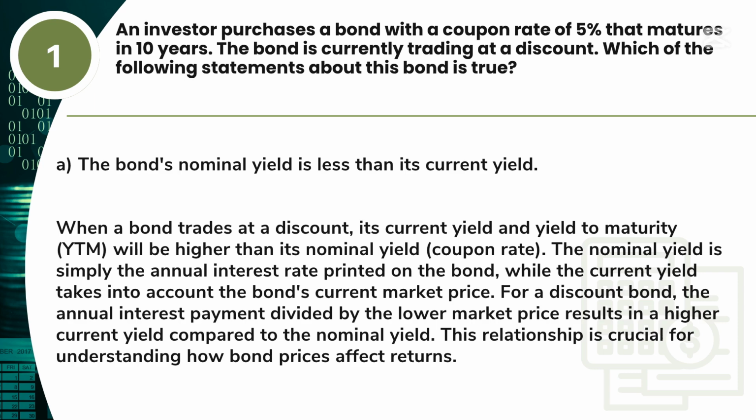For a discount bond, the annual interest payment divided by the lower market price results in a higher current yield compared to the nominal yield. This relationship is crucial for understanding how bond prices affect returns.